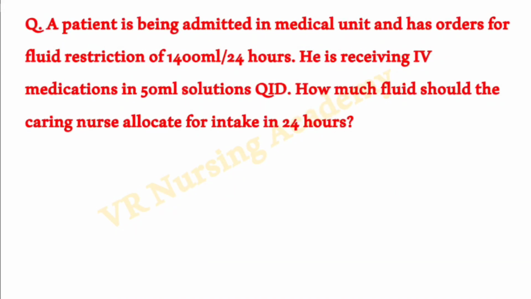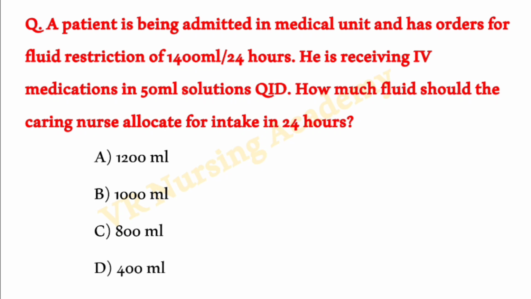Next question. A patient is being admitted to a medical unit and has orders for fluid restriction of 1400 milliliters per 24 hours. He is receiving IV medications in 50 milliliter solutions QID. How much fluid should the nurse allocate for intake in 24 hours? Option A. 1200 milliliters, B. 1000 milliliters, C. 800 milliliters, D. 400 milliliters. The correct answer is option A. 1200 milliliters.